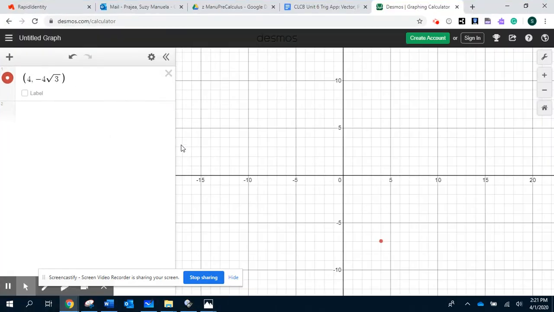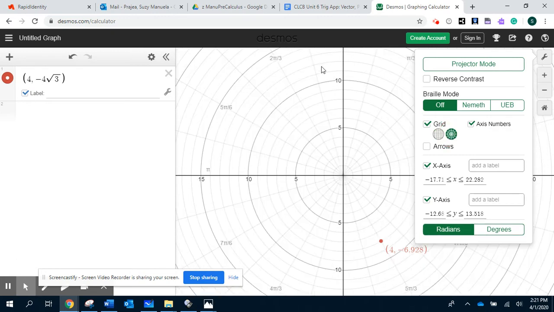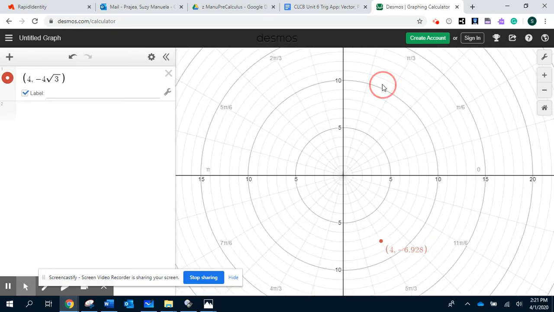I will show you the Desmos approach because it's very easy. You can label the point. So here is the point, and these are the algebraic coordinates. To switch to polar coordinates, first switch the grid from the settings, and now you have the polar coordinates for any point.